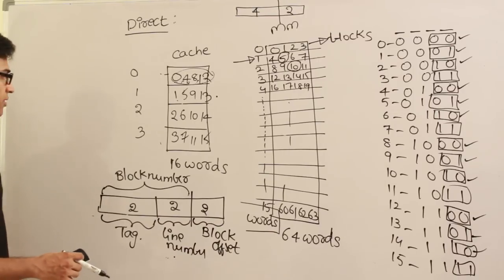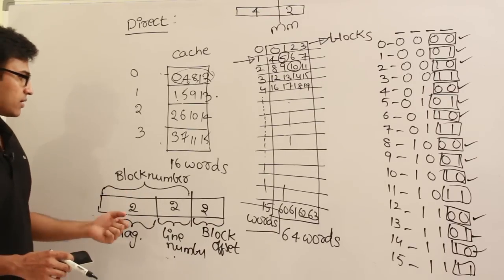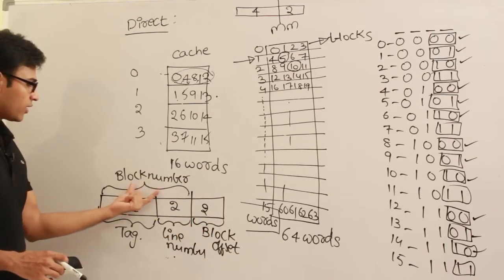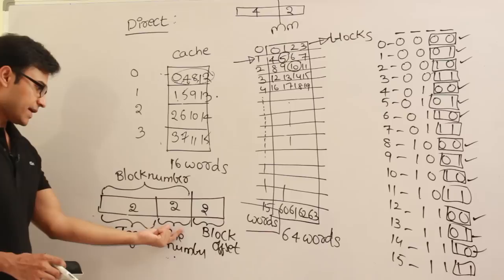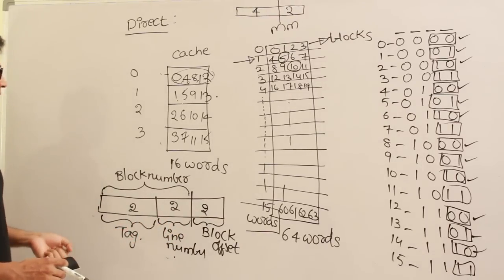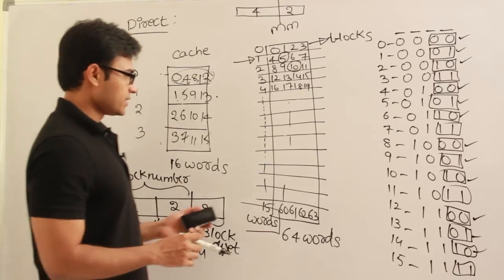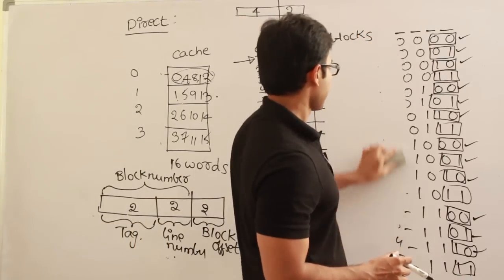Understood this? So now the main memory address is going to be divided into 3 parts. One is block offset, the other is block number. Now the block number is going to be divided into 2 parts. One is line number and the other is tag, right? So now let's take an example and observe how this entire thing makes sense.